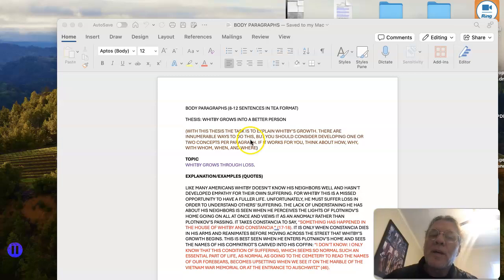There are innumerable ways to do this, but you should consider developing 1 or 2 concepts per paragraph, no more than 2, maybe 3, but you get the point. It's piece by piece rather than in big chunks. You're not lumping everything into one paragraph, just one subset of the thesis.